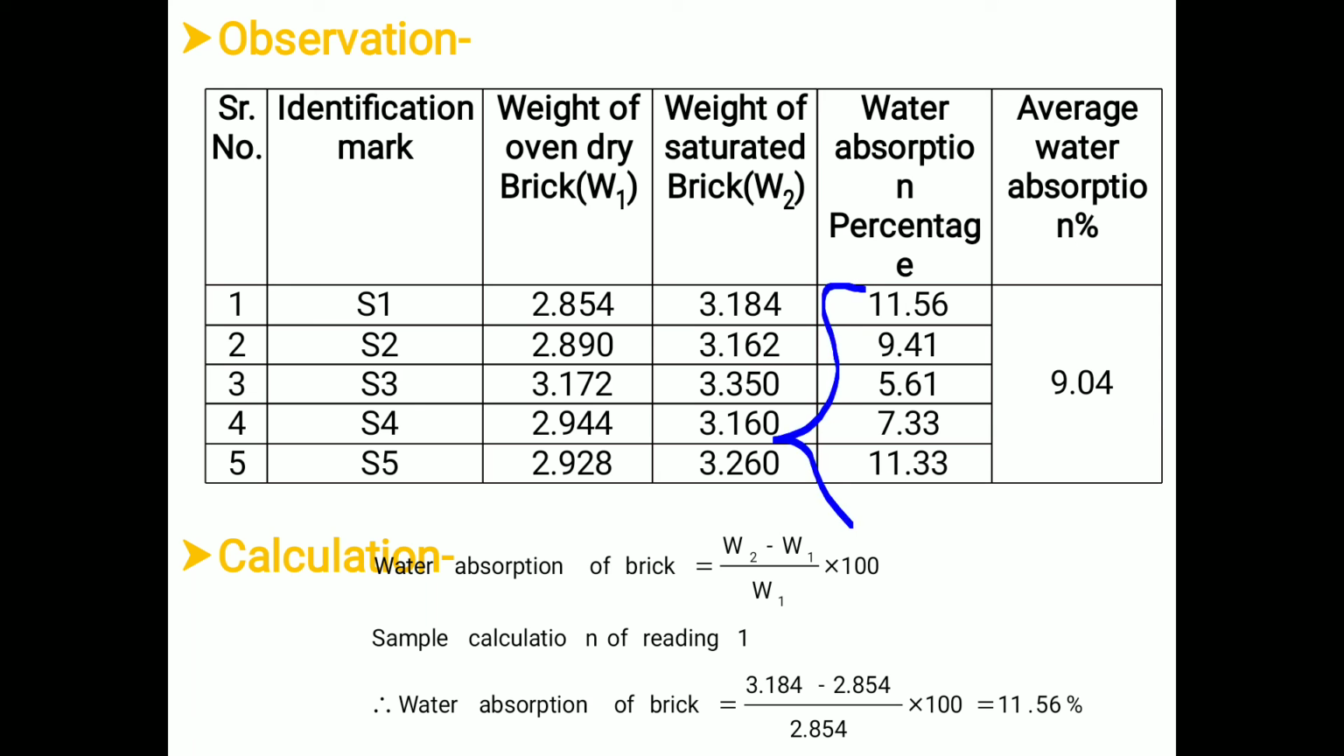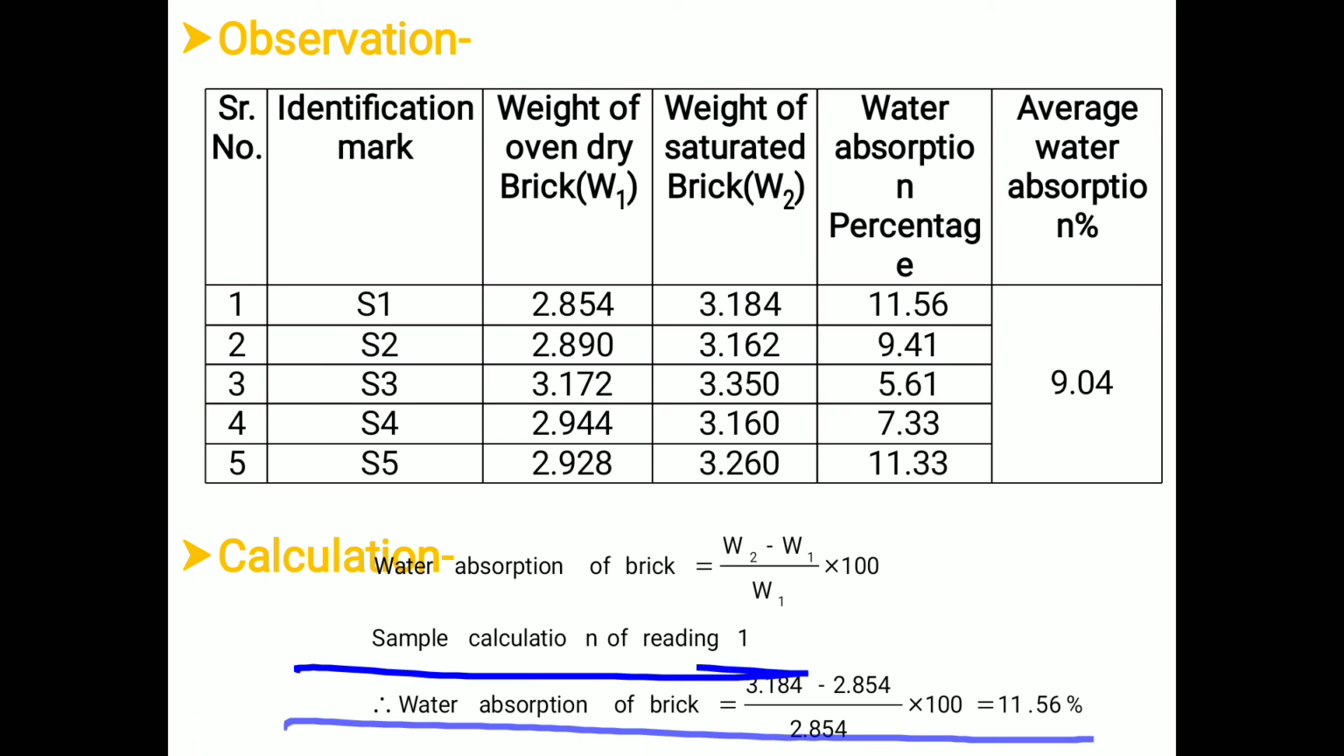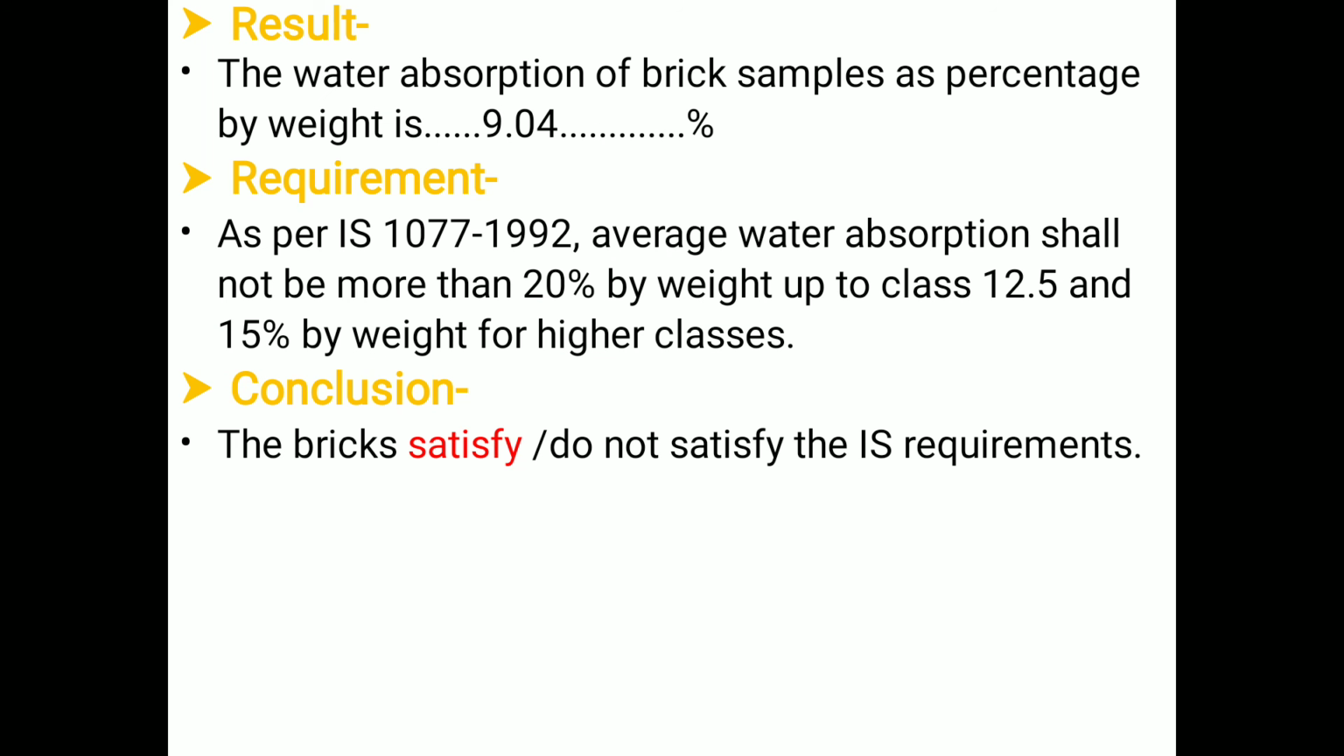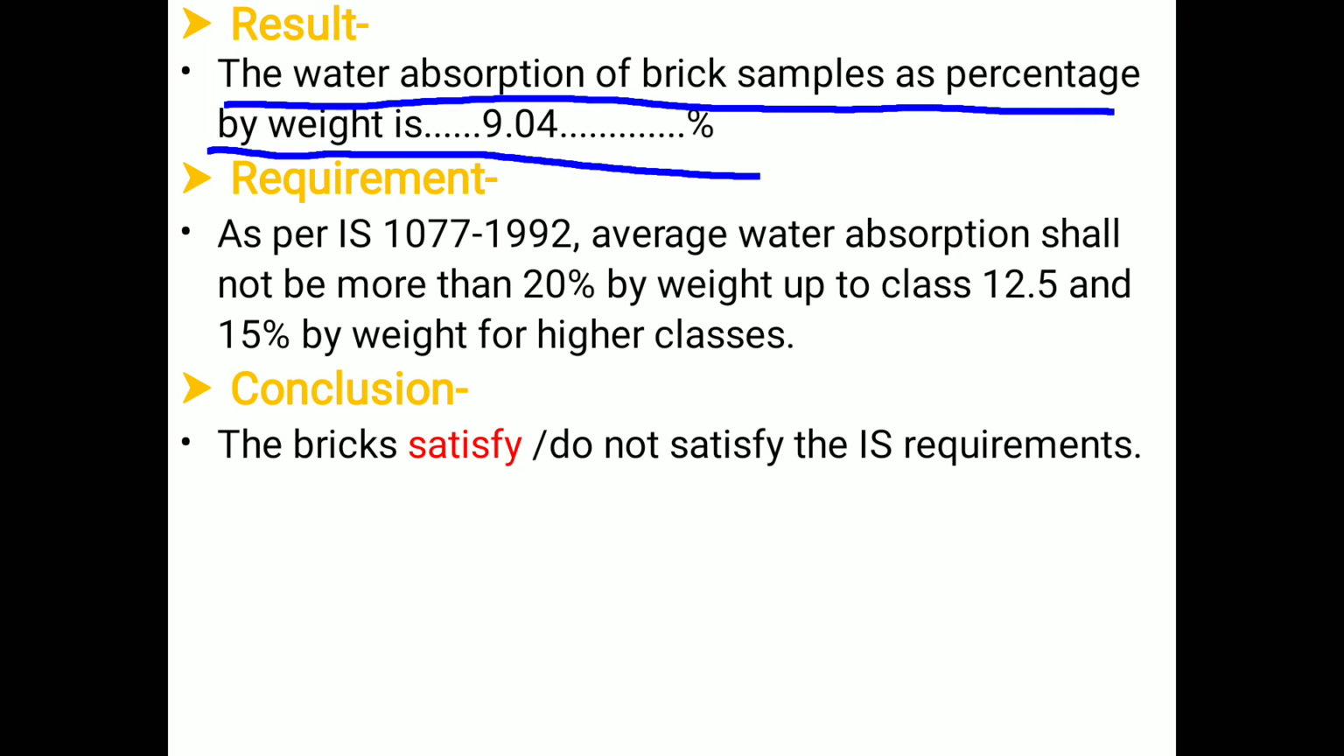And this is the sample calculation which is shown in this particular slide. This is the sample calculation of reading 1 only. Now the result shows that the water absorption of the brick sample as a percentage of weight is 9.04%. So it's an average value of 5 bricks.